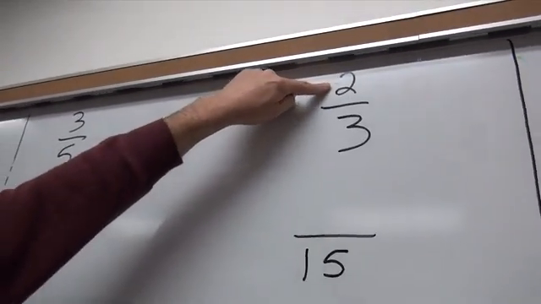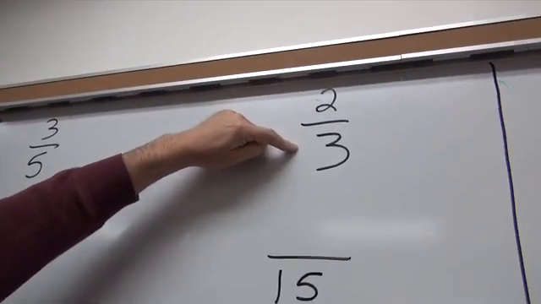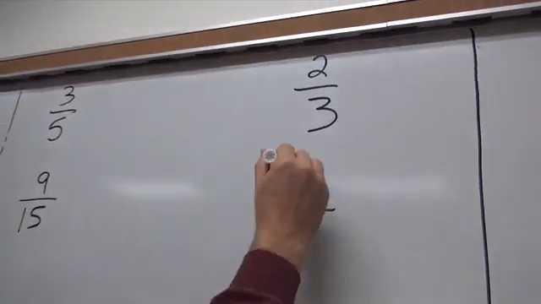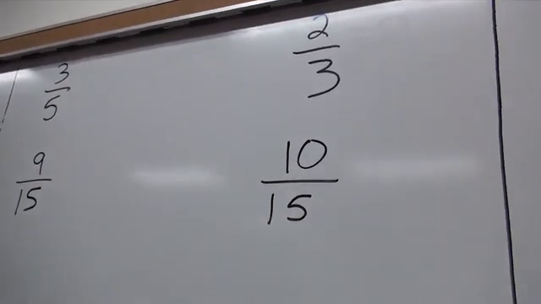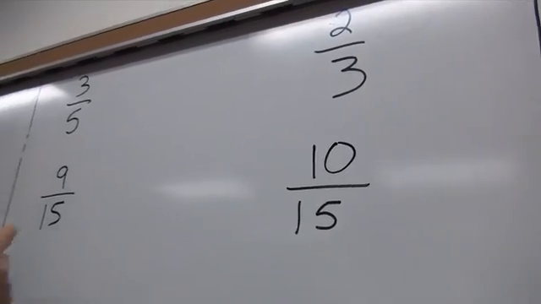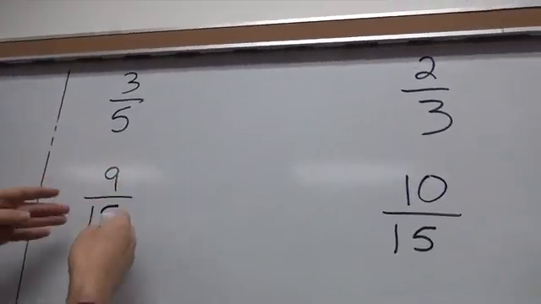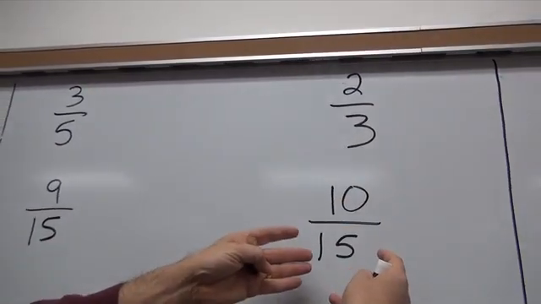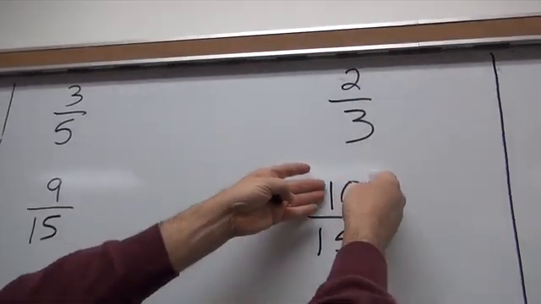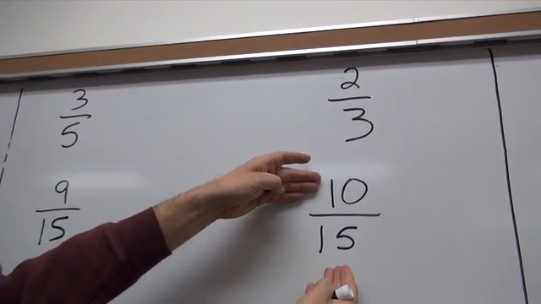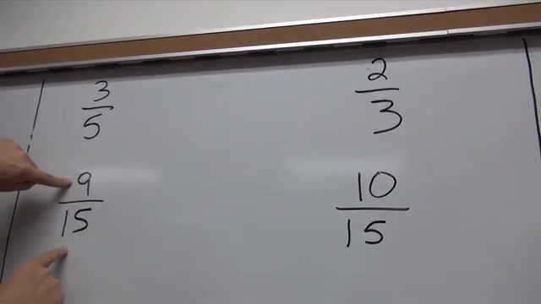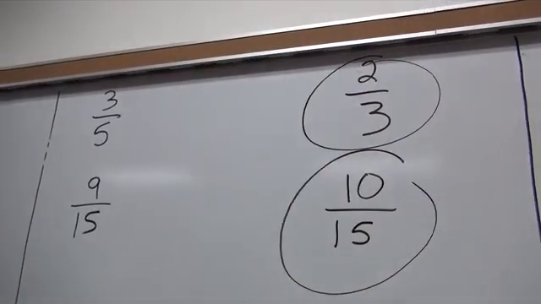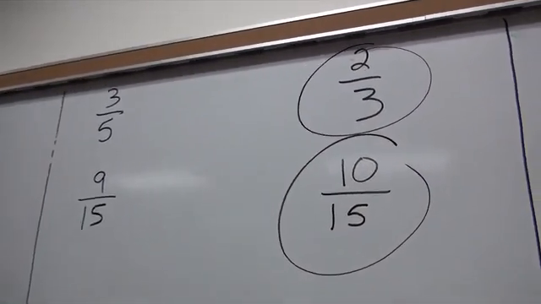Now we only had 2 copies of those 1/3, but if I cut those 2 copies up into 5 pieces each, that would give us 10 total copies. So now what we have here is 9 copies of a 1/15 compared to 10 copies of a 1/15. Well, clearly 10 copies of that 1/15 piece is going to be greater than only 9 copies of that 1/15 piece. So therefore 2/3 is greater than 3/5.